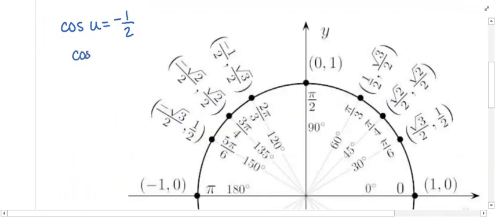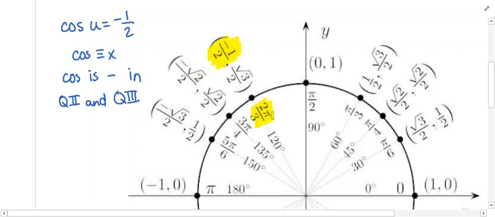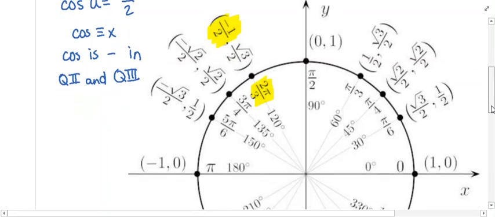Cosine is affiliated with the x-coordinate. We know that cosine is negative in quadrants 2 and 3, so that's where we need to be looking. Which angles have an x-coordinate of negative 1/2? Well, that's going to be right here, 2 pi over 3.